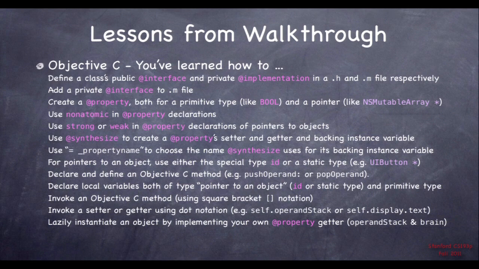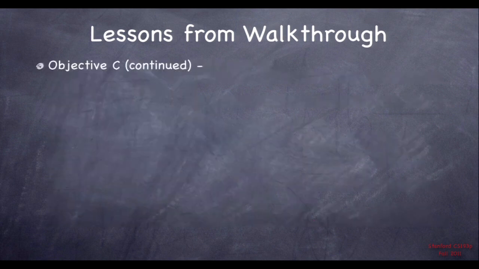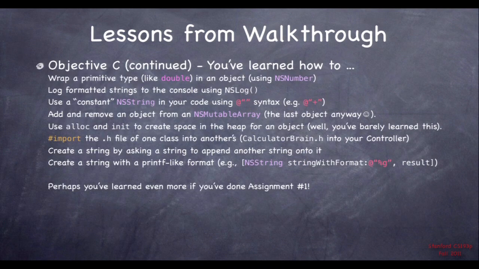And you learned how to lazily instantiate an object, right? Like the calculator brain we lazily instantiated in our controller, and the operand stack we lazily instantiated in our brain. So we've got a couple examples of that. More Objective-C, you learned to wrap a primitive type, a double in our case, in an object so that you can put it in things like an array. You learned how to use NSLog to log things to the console, great debugging technique.